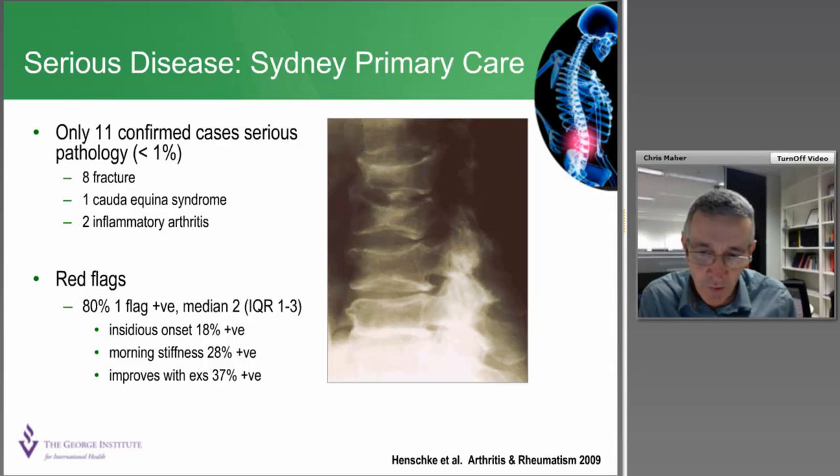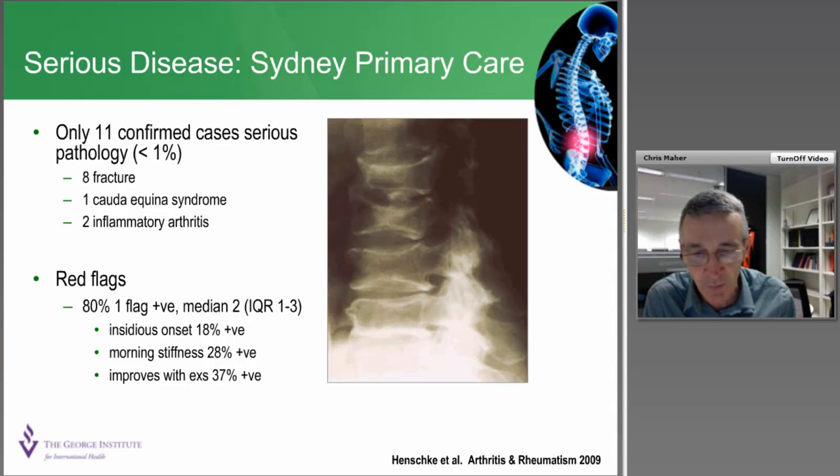But the important point is that the red flags that are suggested to be markers of serious disease are in fact very common. So 80% of people in primary care with back pain have at least 1 red flag positive. The median score is 2. So 50% of people have got 2 red flags positive. And some of the red flags have very high false positive rates. And because serious disease was very uncommon, virtually all the positives for red flags are false positives. And you can see there, they're very high rates.